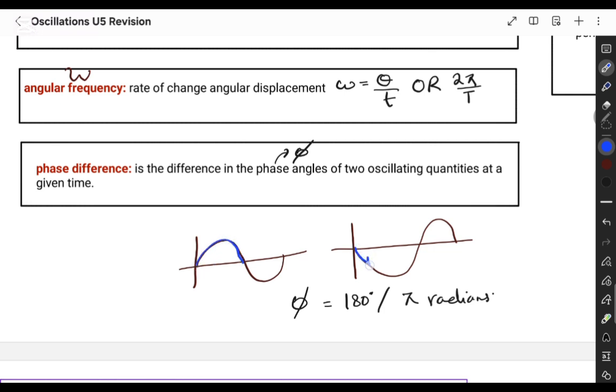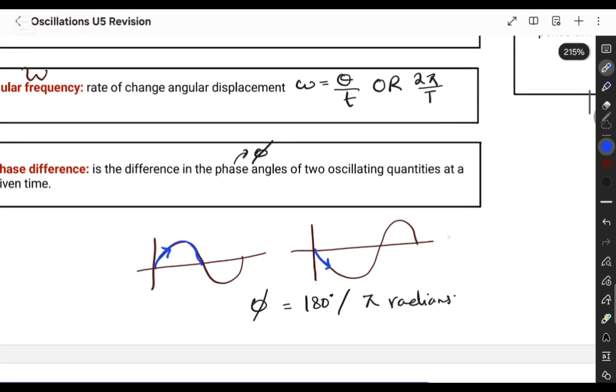Notice that they both move in opposite directions. So this is going to be moving in negative direction. The other one moves in the positive direction. Basically, they're moving opposite to one another always. And if they move opposite to one another, we say they're antiphase. Antiphase simply means that their phase difference is pi radians or 180 degrees, right?